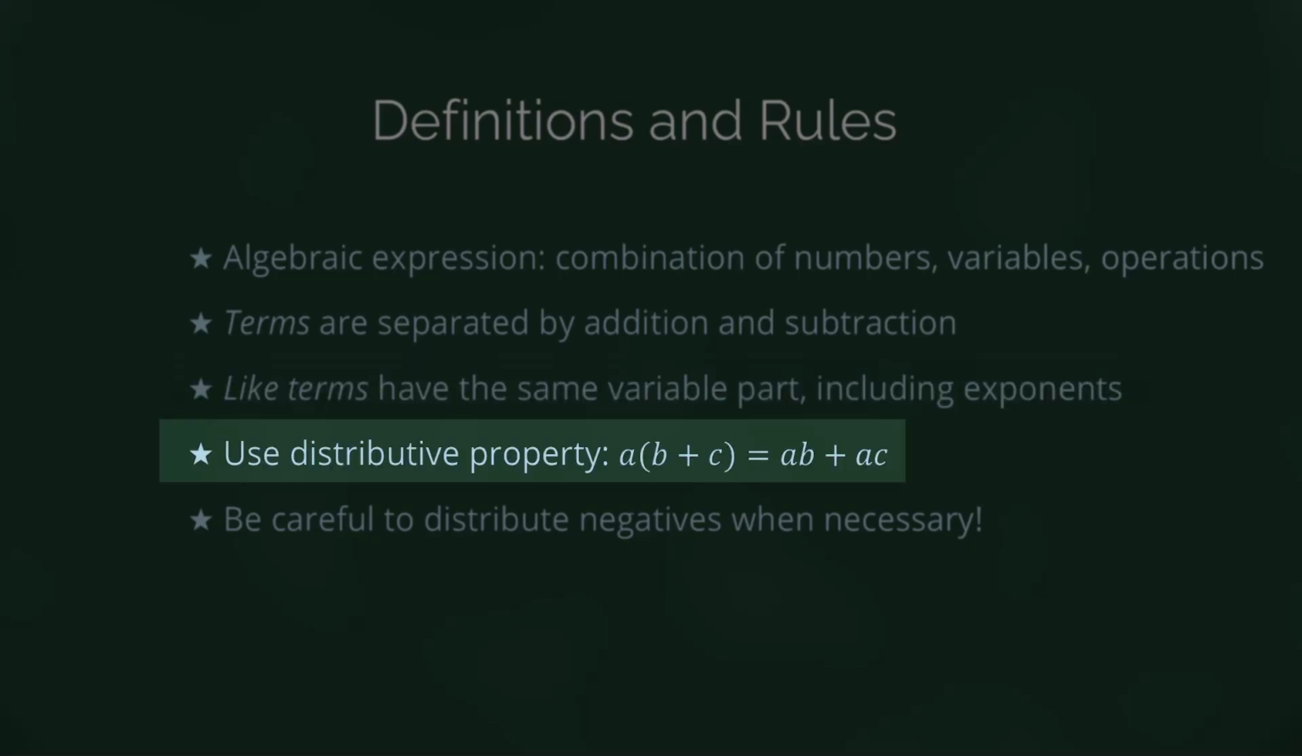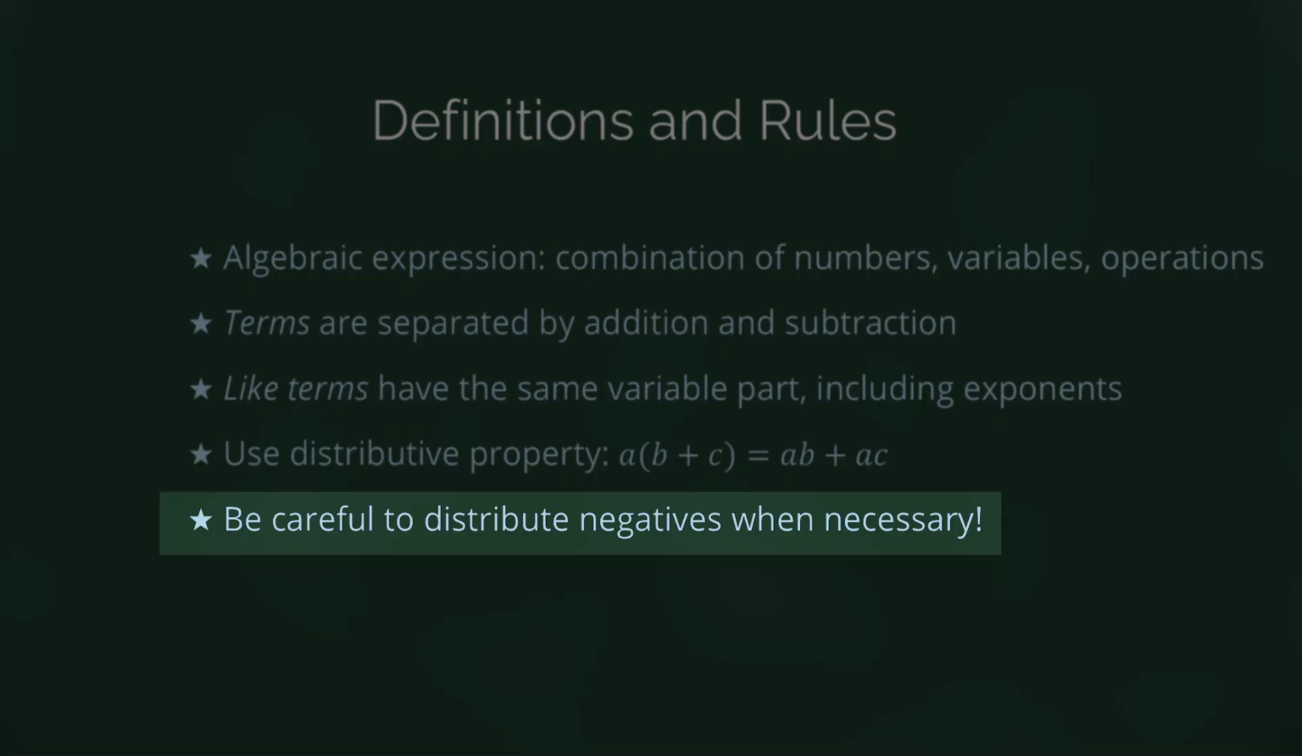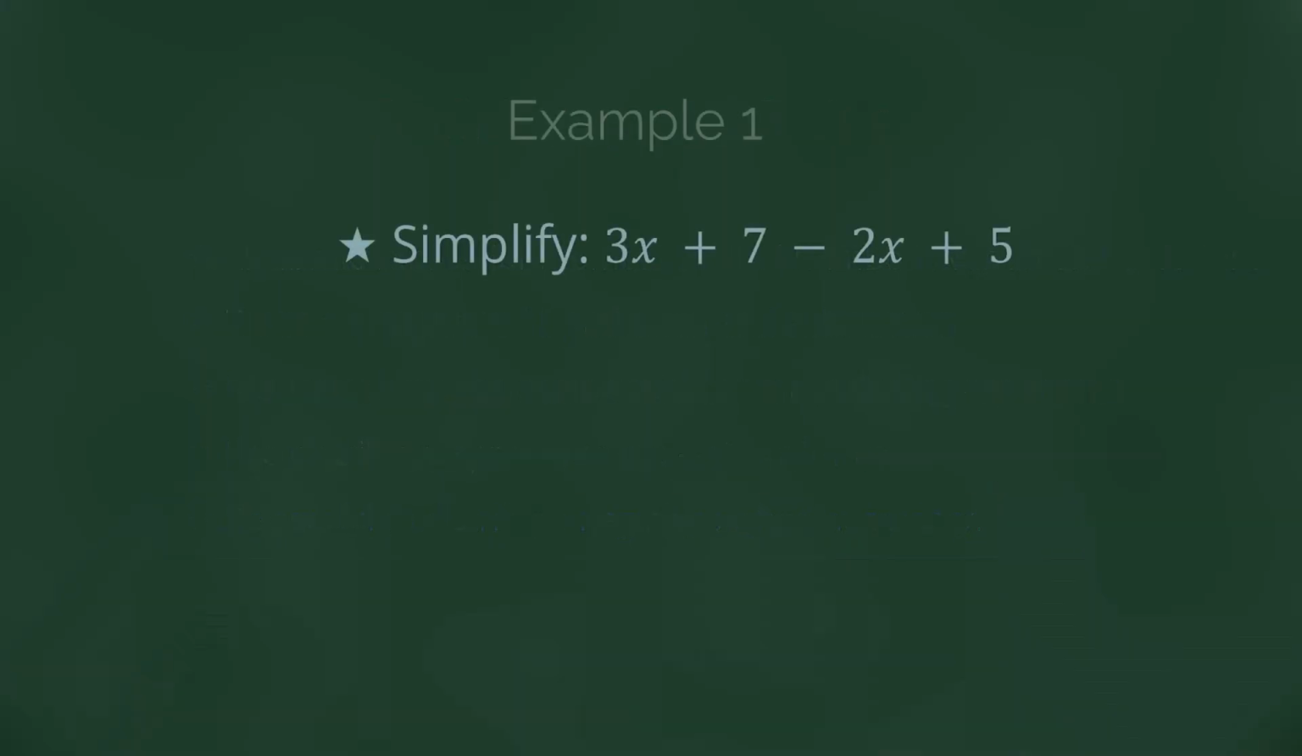We'll find that we use the distributive property in order to get rid of parentheses and simplify our terms. We'll also see very frequently that we have to be careful when we have to distribute a negative in order to not mess up the signs of the terms in our expressions. Let's take a look at a few examples.